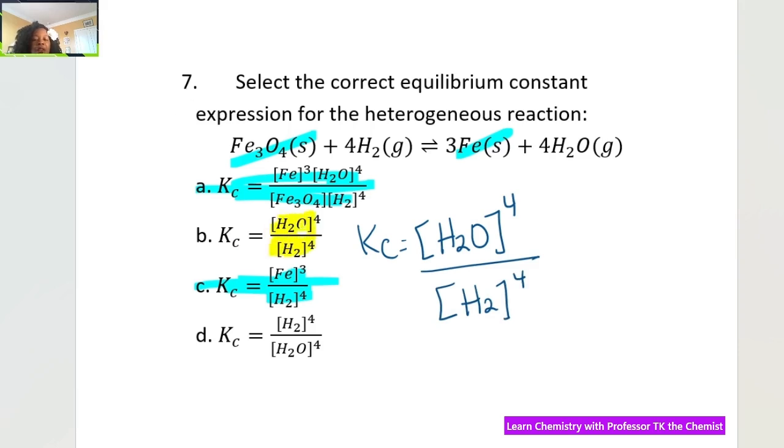Otherwise, if you chose letter D, you would be saying that the reactants were on top. But remember, it's products over reactants. Okay? Products over reactants.